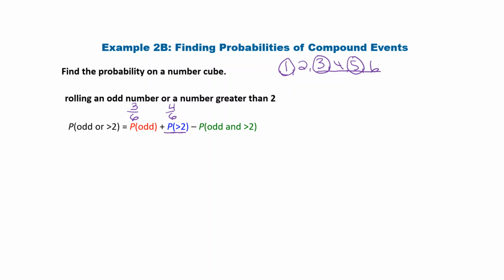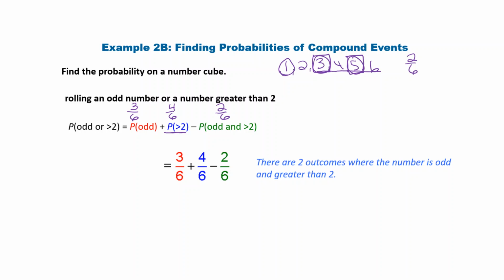Now, I need to know which ones are odd and greater than 2, so I can see that it's going to be the 3 and the 5 are both odd and both greater than 2. So that tells me that the probability of getting a 3 or a 5 is 2 out of 6. All right, so now I can just add and then subtract. So I'm going to add 3/6 plus 4/6 minus 2/6, and I end up with 5/6. So there's my probability.